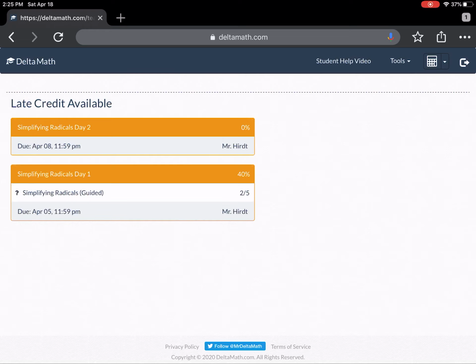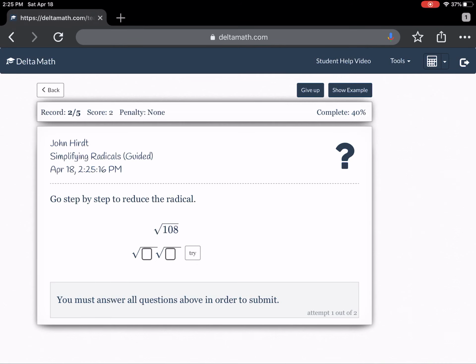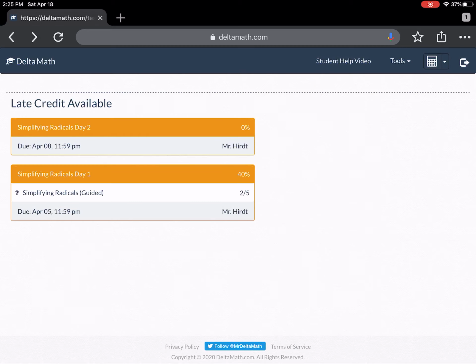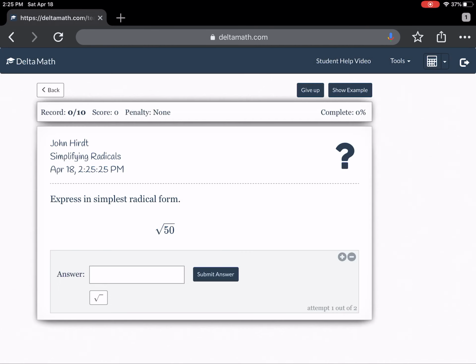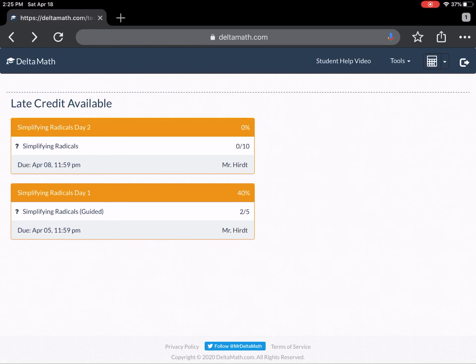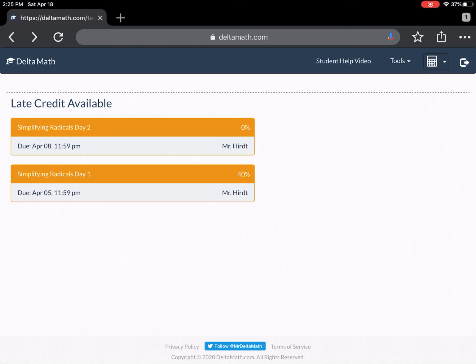But I can see here that if I click on Simplifying Radicals Day 1, it'll say I completed 2 out of the 5 questions. If I want to do more of those questions, I can click on it, and it shows what I've done so far. If I look at assignment Day 2, I've done 0 out of the 10 that are required, so I can go in there and complete some of the assignments. It will tell you exactly how much you've completed for each assignment.